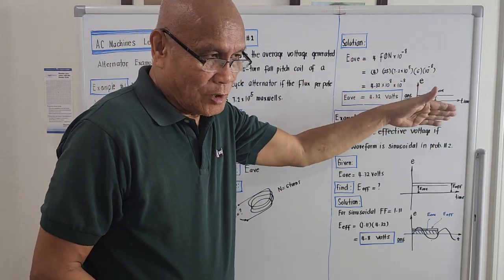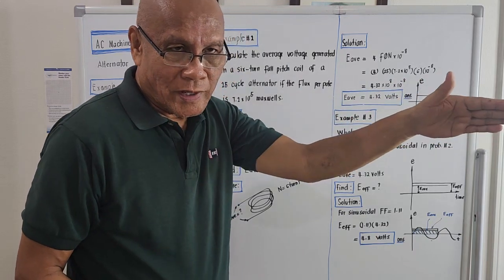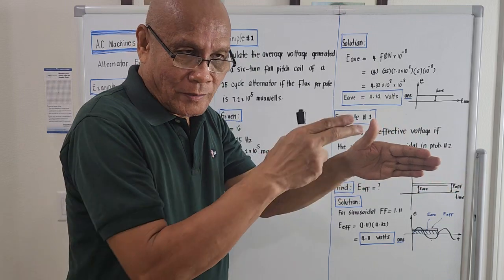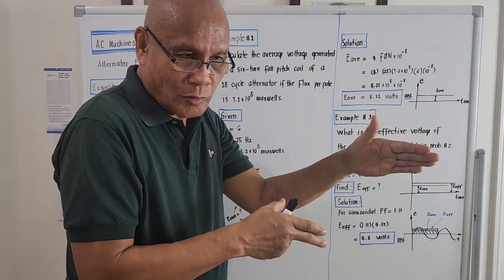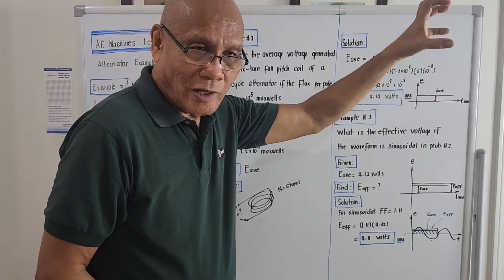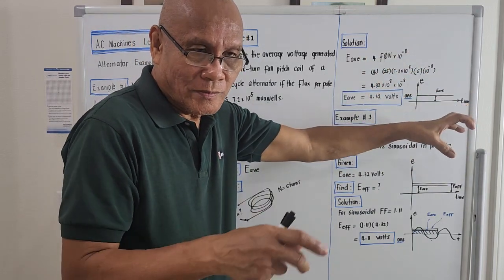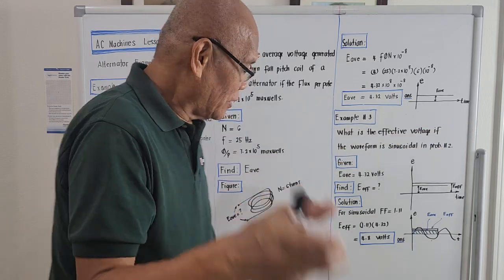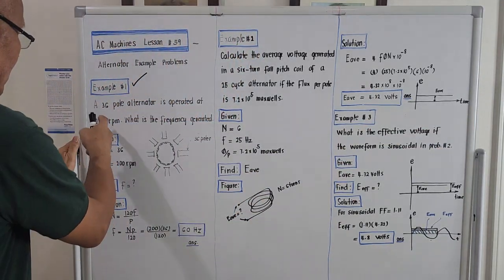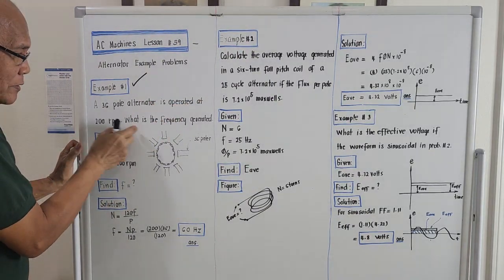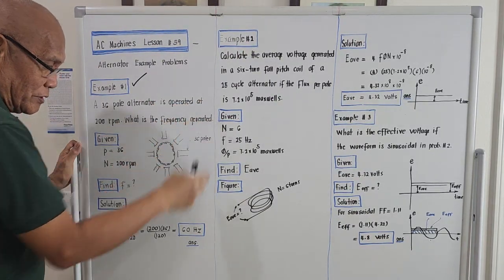It will be transferred to the transmission line through the distribution transformers, and from the distribution transformers it will go to our houses and businesses. So whatever frequency on the alternator side will be the same frequency arriving at our houses. Okay, let's proceed. The 36-pole alternator is operated at 200 RPM. What is the frequency generated?